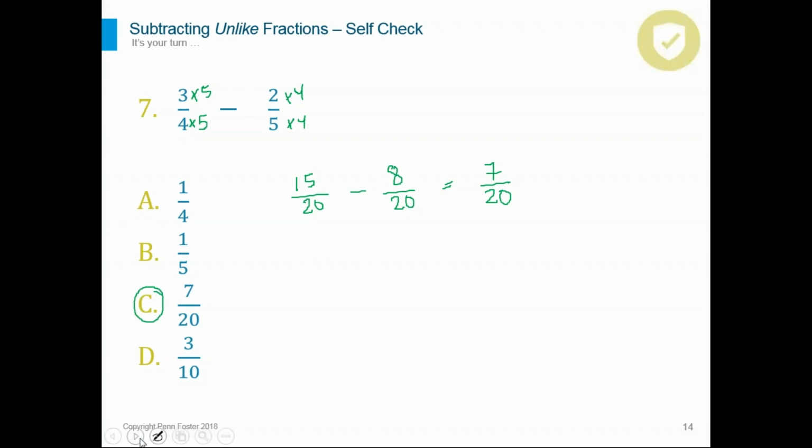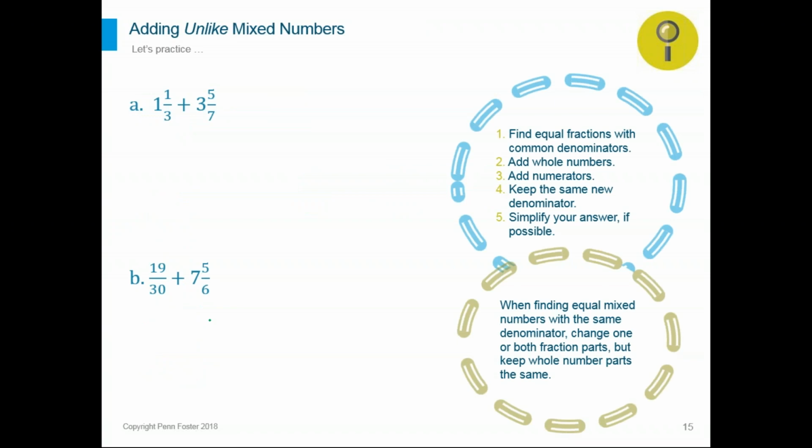Okay, let's then look at a different topic. What if we want to add unlike mixed numbers? Well, the process is going to be the same. We're not going to be able to add right away, obviously, but we have to find the common denominator for the fraction parts of those two mixed numbers.